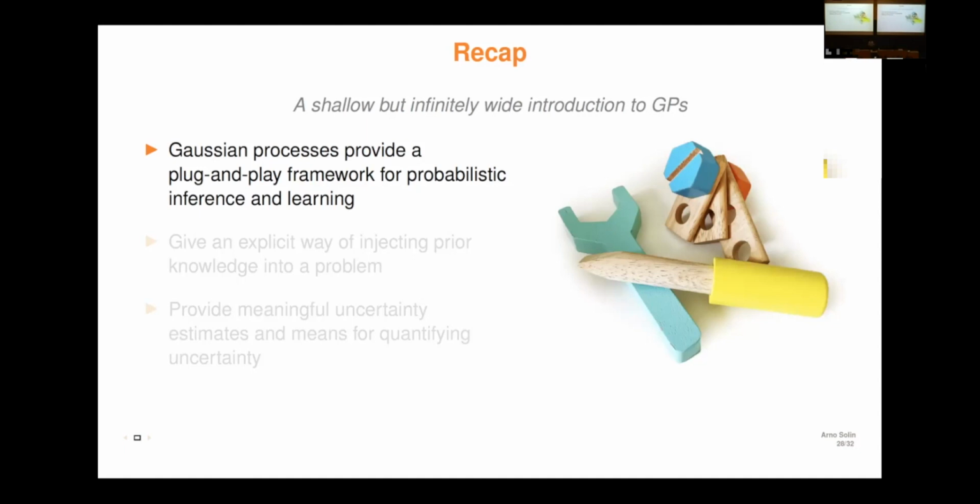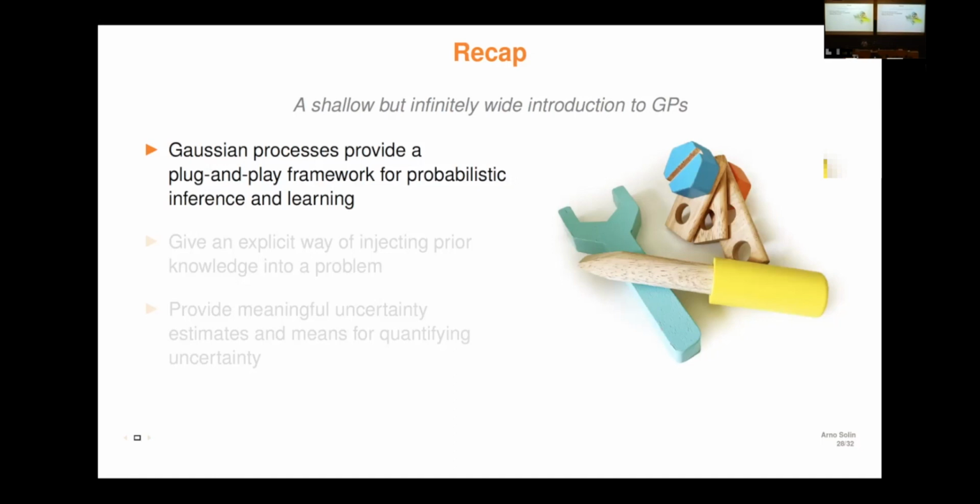So this has been a shallow but quite wide introduction to GPs. And if you should remember something from this, it is that Gaussian processes provide a plug-and-play framework for probabilistic inference and learning. And what do I mean by plug-and-play? It's a well-defined construction. It's not something that you need to tinker with, because it's there, it's beautiful, and it always works. So you can take this framework and just put your problem there.